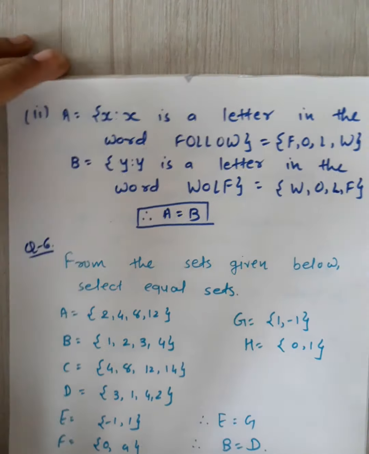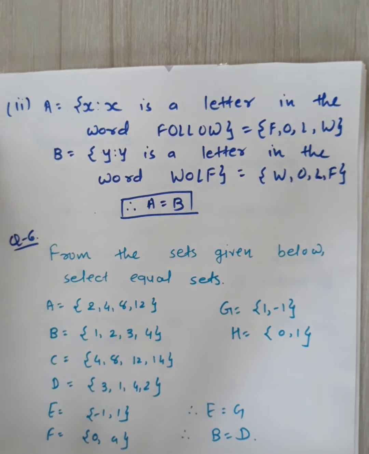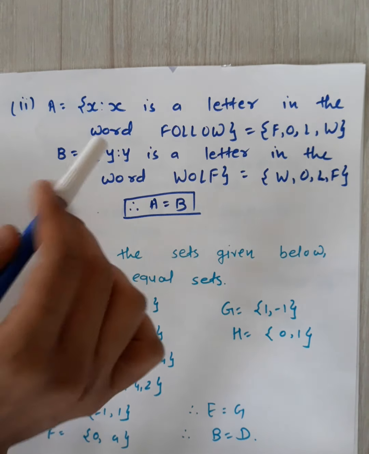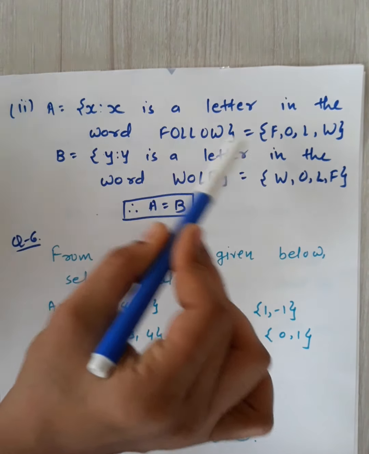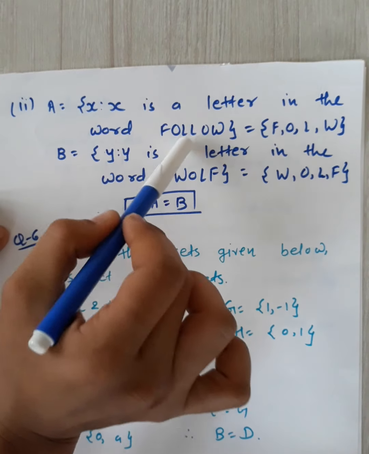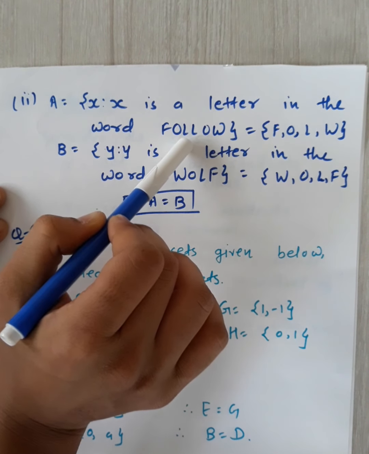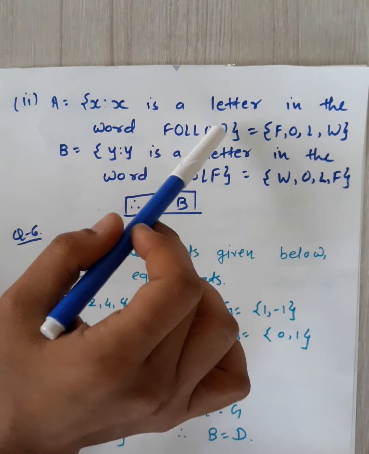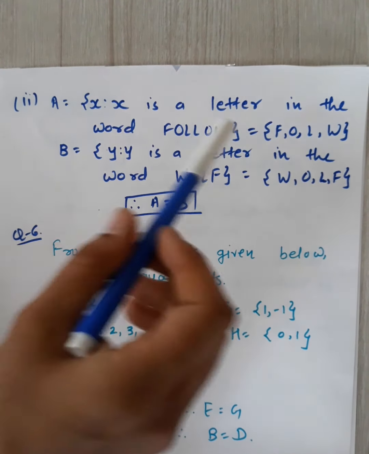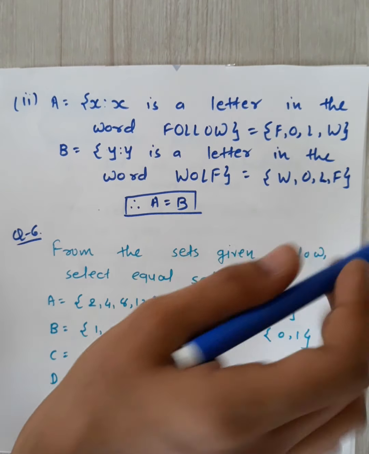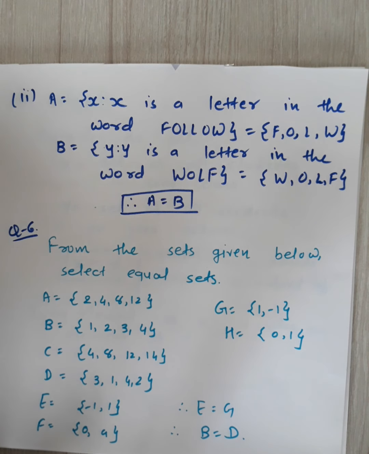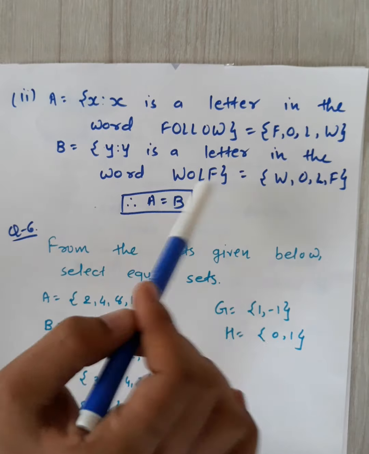Then the second pair of sets is A is equal to {x : x is a letter in the word FOLLOW}, which is F, O, L, L, O, W. Again L is repeating, so usually we don't write repeated elements. So L is omitted. O, again a repeated element. Then W. So {F, O, L, W}. Then B is equal to {y : y is a letter in the word WOLF}. So {W, O, L, F}.